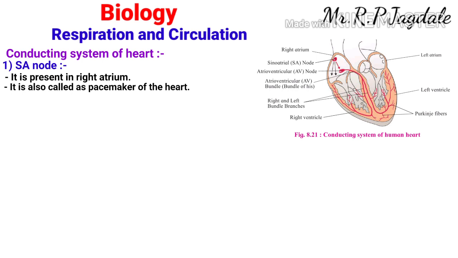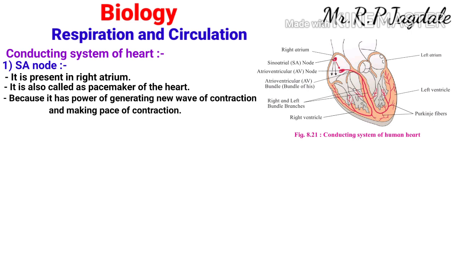The SA node is also called the pacemaker of the heart. It can be asked in your exams: name the pacemaker of the heart. That is nothing but the SA node. Why is it called the pacemaker? Because it has the power of generating a new wave of contraction, and it makes the pace of contraction. So they can generate a new wave of contraction. That's why the SA node is called the pacemaker of the heart.